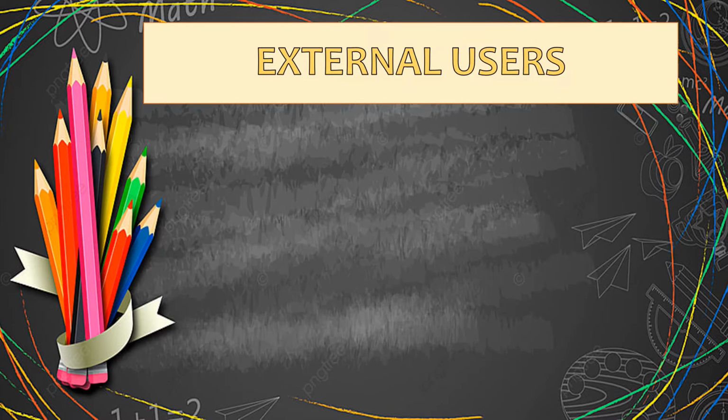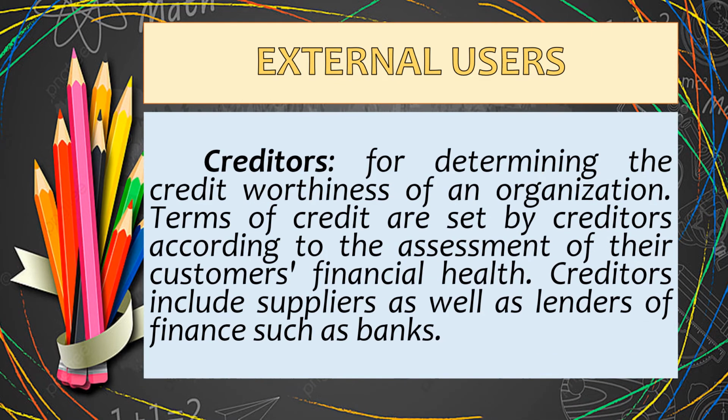Let us now discuss the examples of external users one by one. Let's start with the creditors. So we all know that the creditors need to determine the creditworthiness of an organization. Terms of credit are set by creditors according to the assessment of their customers' financial health. Creditors include the suppliers as well as the lenders of finance, such as the banks and other lending companies.